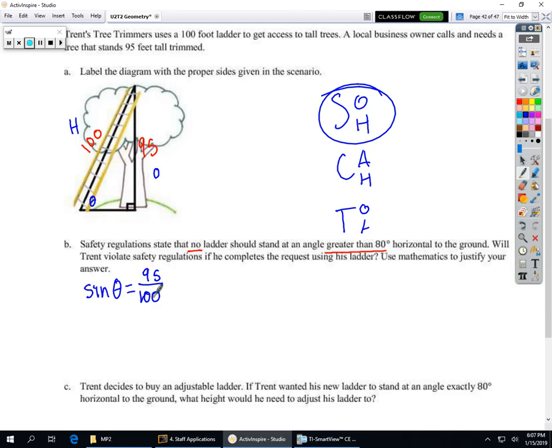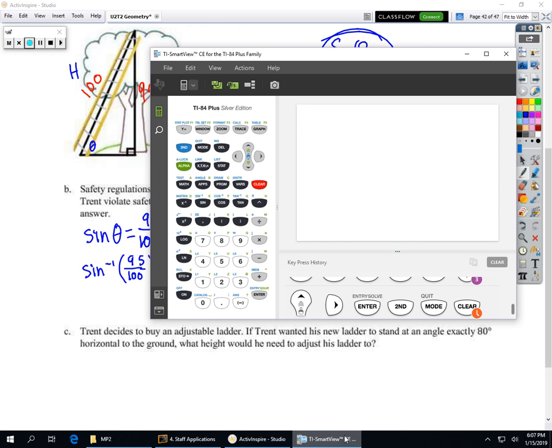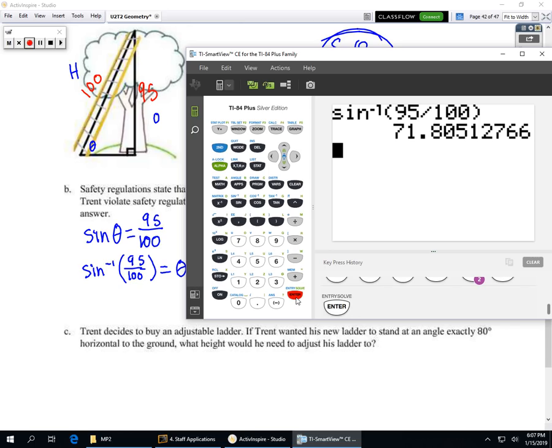Now I'm trying to solve for the angle, right? I need to get rid of the sine. The way we learned to remove the sine is by using sine inverse. So I need to use sine inverse of 95 over 100, which should give me theta. So turn it on. Sine inverse of 95 divided by 100 is, oops, not 1,000, 71.805.